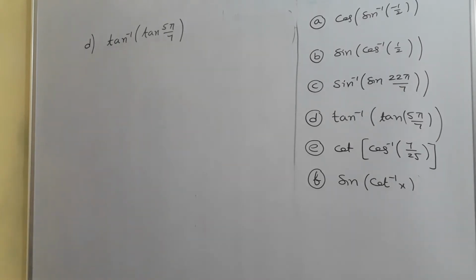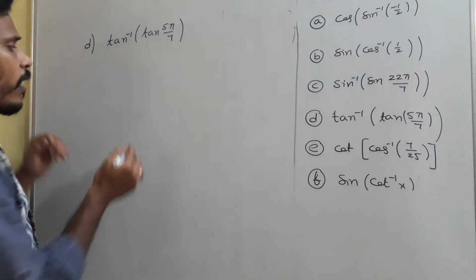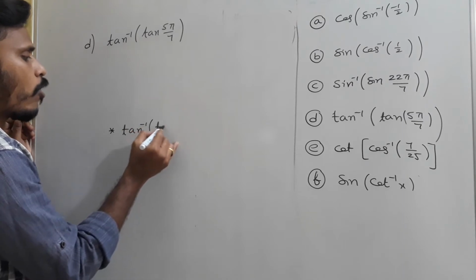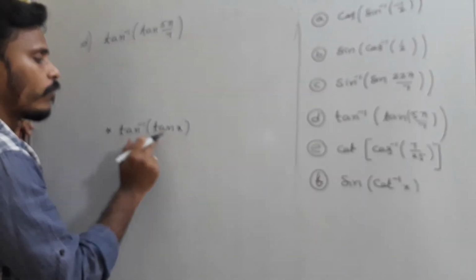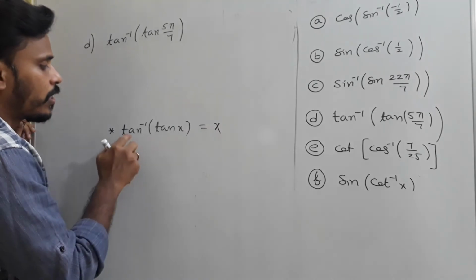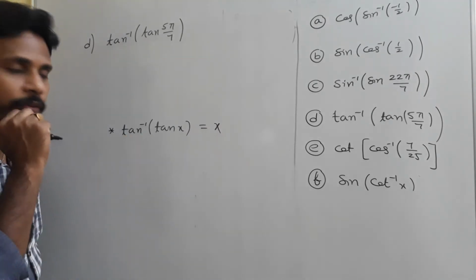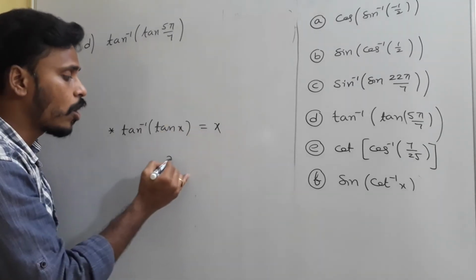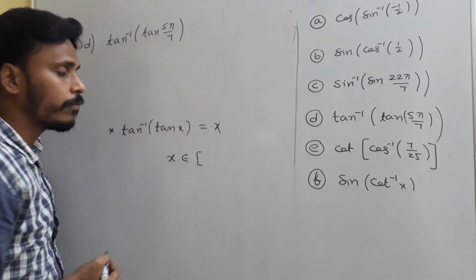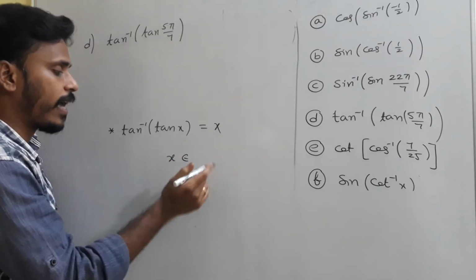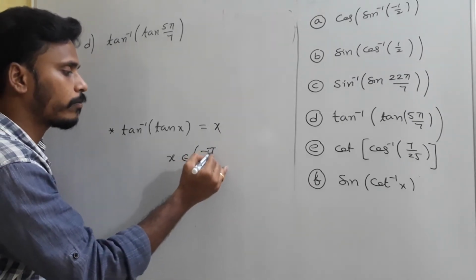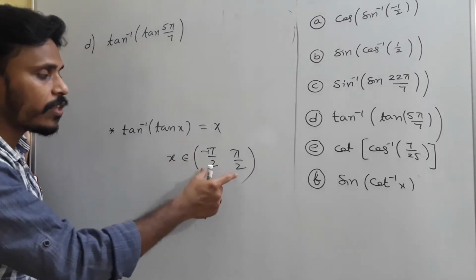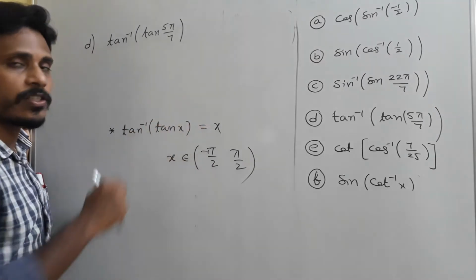Tan inverse tan of 5 pi by 7. First of all, think about tan inverse tan of x. Tan inverse tan of x is x. This tan inverse and tan get cancelled, and the answer will become x only if that x is in the range of tan, which is the open interval minus pi by 2 to pi by 2. If that x is in this range, then the answer is directly x.